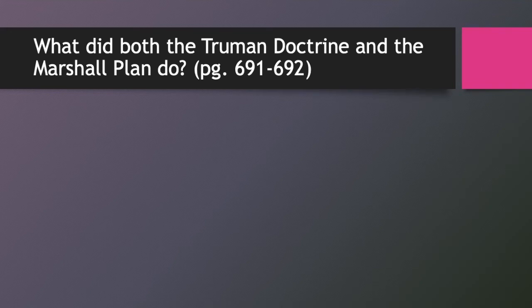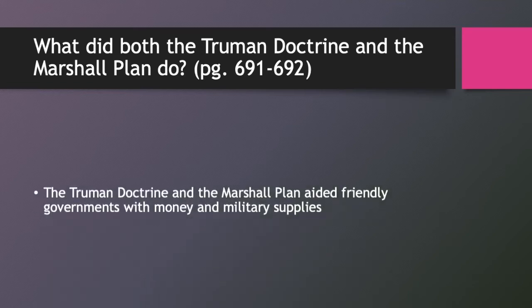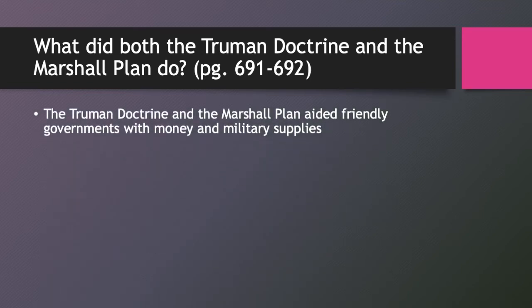Okay, so what did both the Truman Doctrine and the Marshall Plan do? Well, if we remember the Truman Doctrine and the Marshall Plan, they aided friendly governments with money and military supplies. So both of them were designed to improve countries and make sure that they were economically balanced, and also that they had the military power to hopefully prevent communist uprisings.